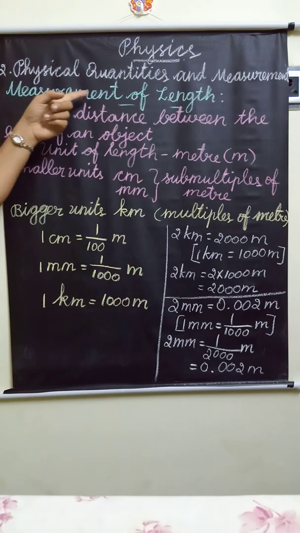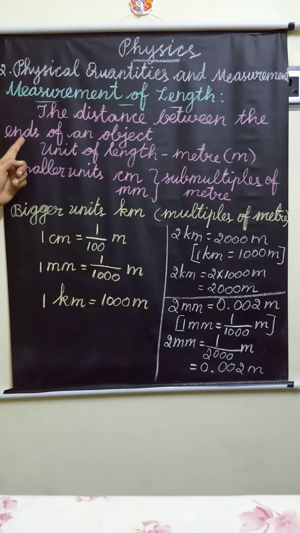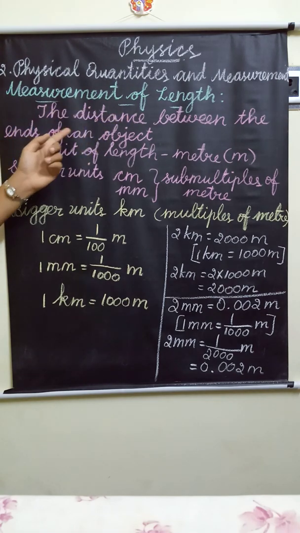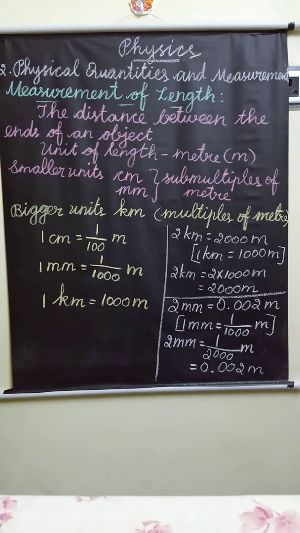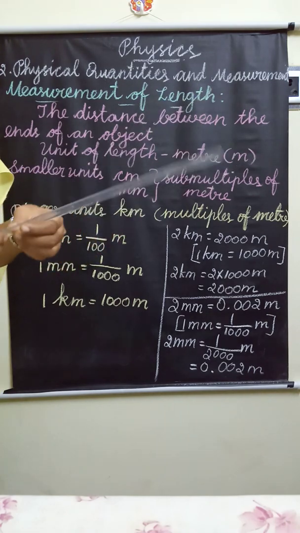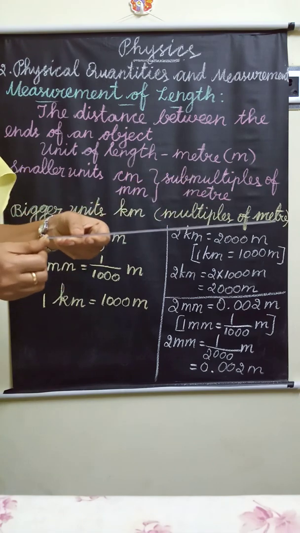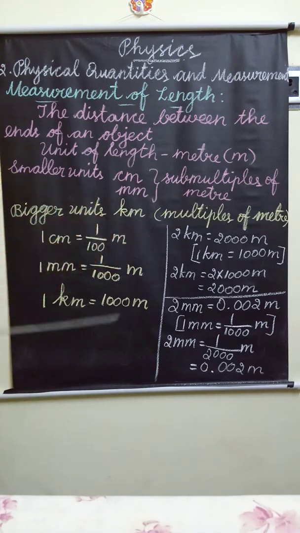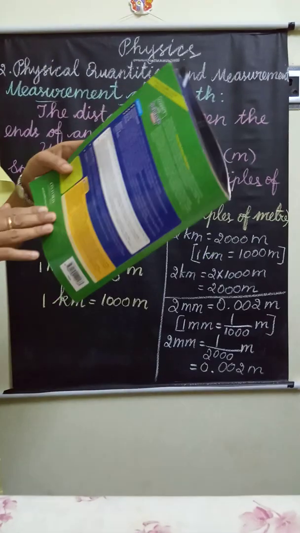Okay children, measurement of length. What is length? The distance between the ends of an object. For example, the length of a scale is the distance between the two ends of the scale. This is one end, this is the another end. The length of a table is the distance between the two ends of the table. The length of the book is the distance between the two ends of the book.